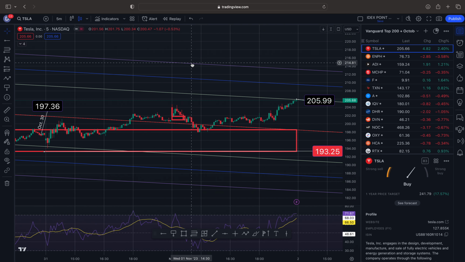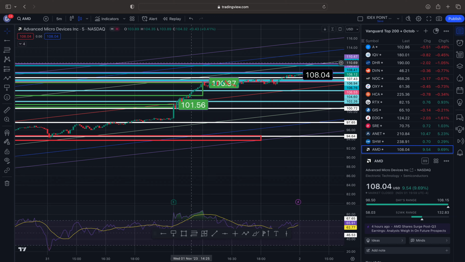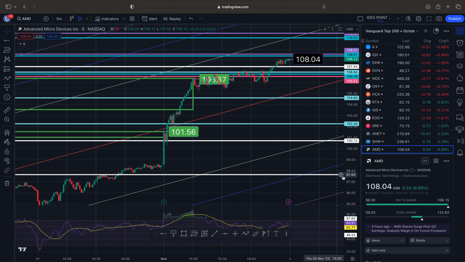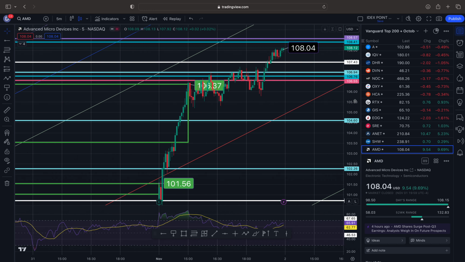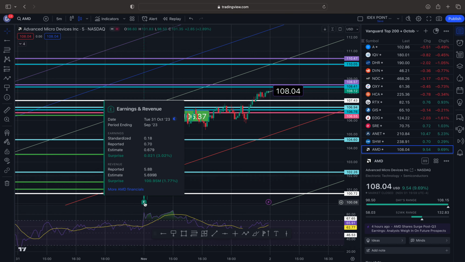Now the next one I want to go over is AMD. This was on fire today, beast mode. Okay, I've marked this out many times for myself, so ignore all the horizontal lines, but I'll walk you right through this. Okay, we ended the day at 108.04, up almost 10%. The day's low, 98.50. The day's high, 108.15. We ran because of earnings right there.